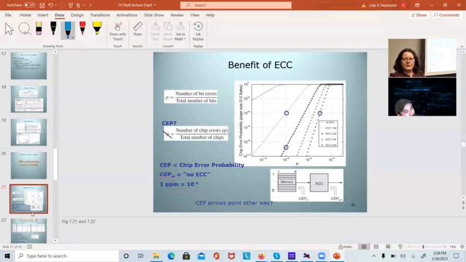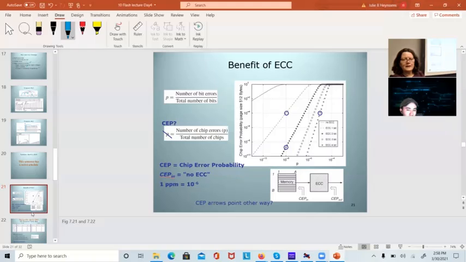So another thing with all these disturbs, sometimes I put too many electrons into the floating gate, I increase its threshold voltage, and when I read it, I get the wrong value out. So we have to have some kind of error correcting algorithm on these chips. They do this in DRAM also. We want the number of bit errors divided by the total number of bits is the probability that I get an error.